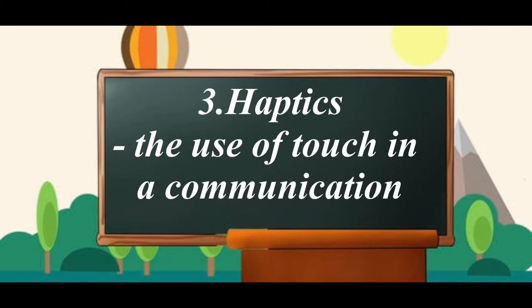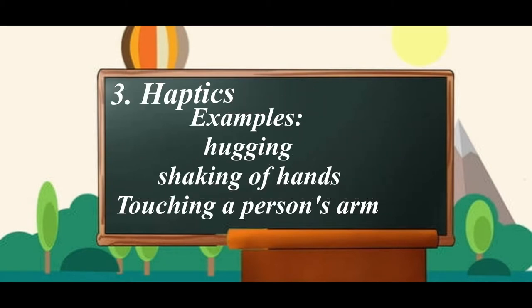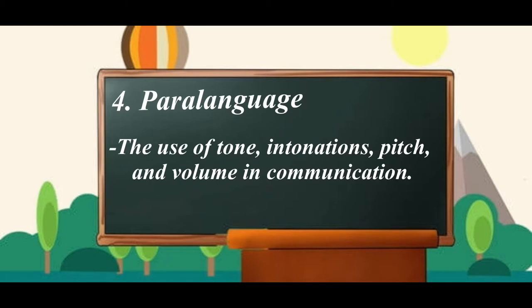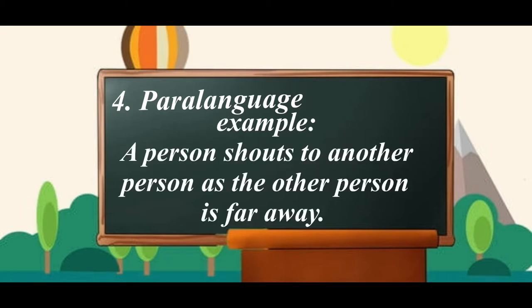Number three, haptics. The use of touch in a communication. Example of haptics: hugging, shaking of hands, or touching a person's arms. Next is paralanguage. The use of tone, intonation, pitch, and volume in communication. Example, a person shouts to another person as the other person is far away.